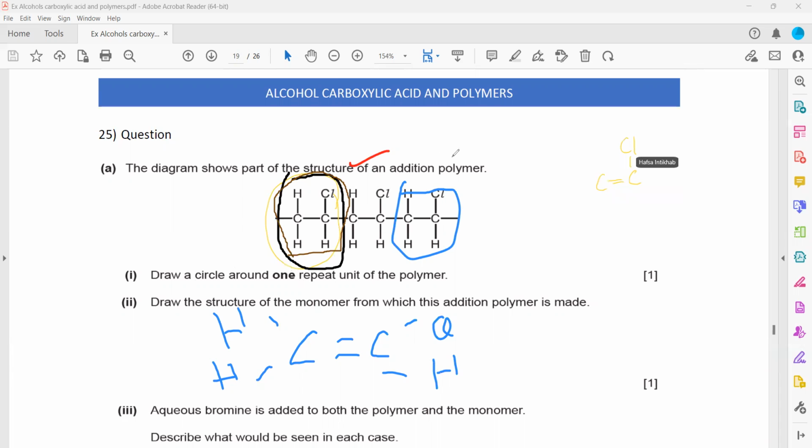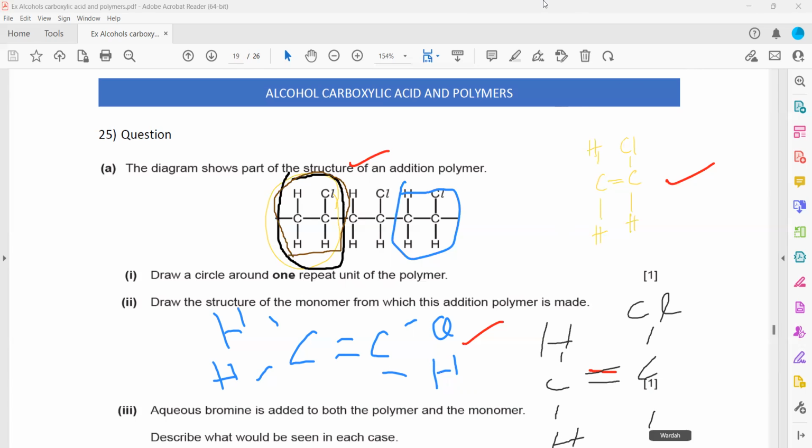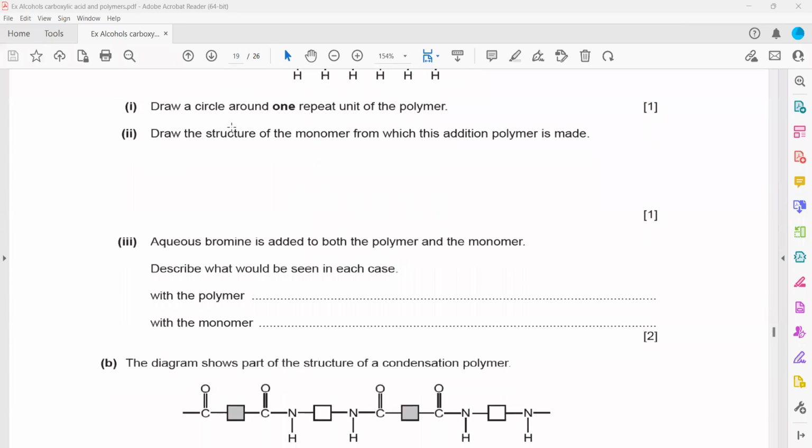And you have to draw the structure of a monomer. So you draw the same structure, but with a double bond. The monomer should have a double bond. There should be a double bond here. So just draw the same structure and place a double bond between the carbon atoms.